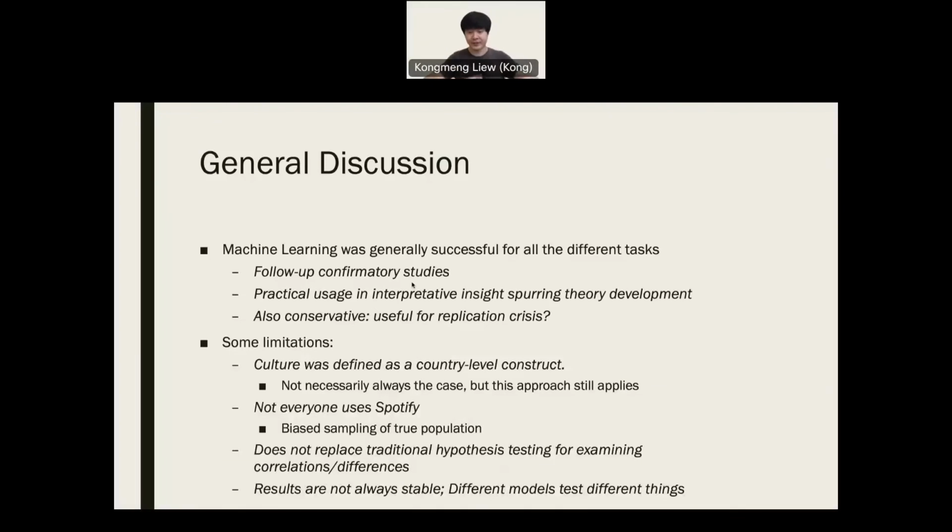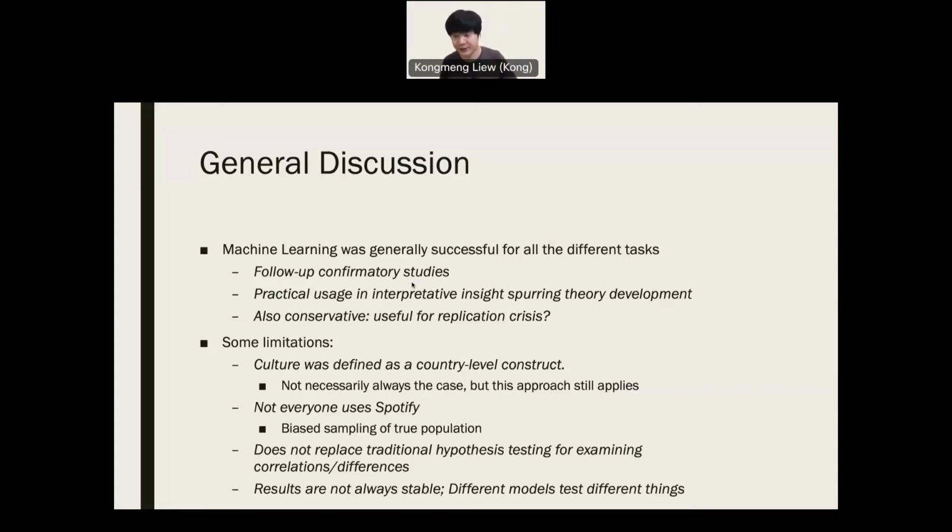And so trying to bring everything back together again, what we found was that machine learning was generally successful for the different tasks that we wanted to do. In all cases, I think we need to have follow-up confirmatory studies to try and prove that the results that we found were not due to sample biases or model biases, but really a generalized effect that we can identify from that culture. But practically speaking, what we found that really helped was that using machine learning helped us to develop theories, develop new ways of thinking about cultural differences. And one possibility is that because of the conservative nature of machine learning, it might be useful for the replication crisis. I'll leave it there.